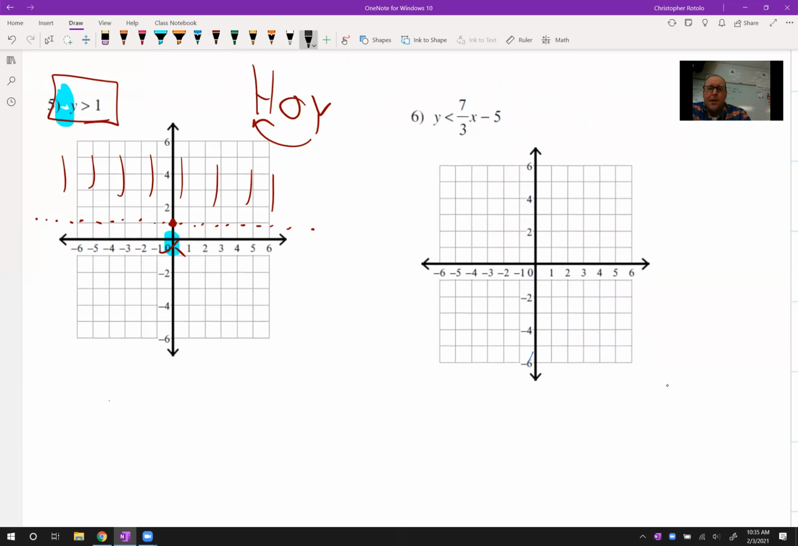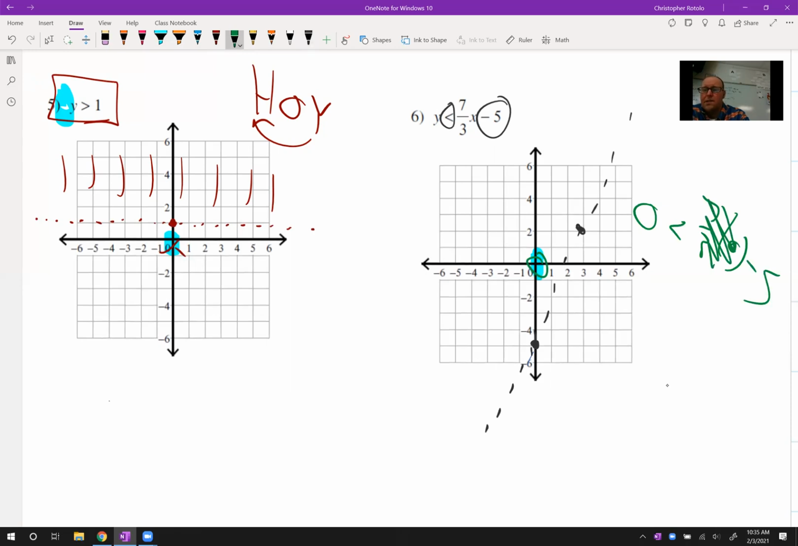Next one we got negative 5. So here's negative 5. And we're going to go up 7 and over 3, 5, 6, 7 over 3. And again, solid or dashed. Dashed line, there it goes. And I'm going to test 0, 0. If you're getting confused, you're going to be like, are you showing where you're testing? So is 0 less than, I'm tired of writing 7/3 times 0, right? You guys get the idea. This is going to get dropped every time.